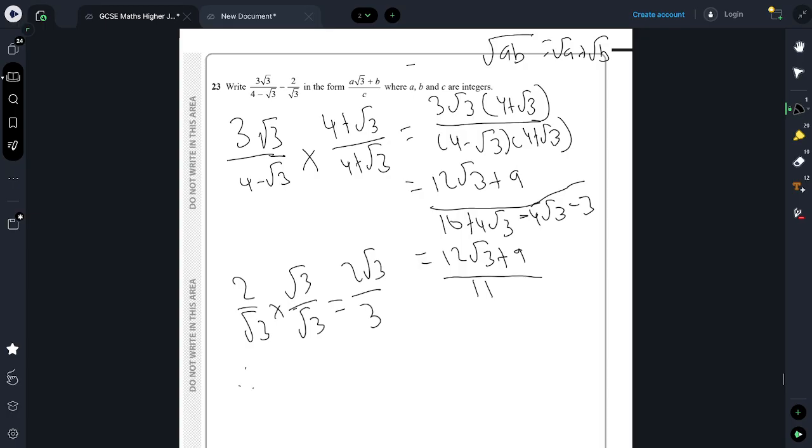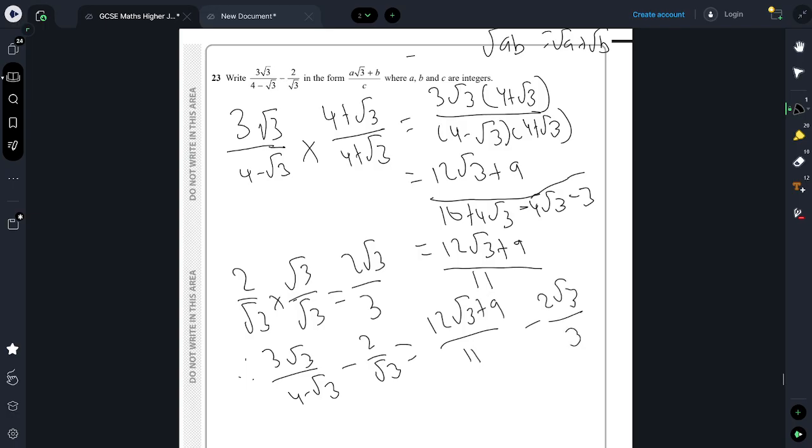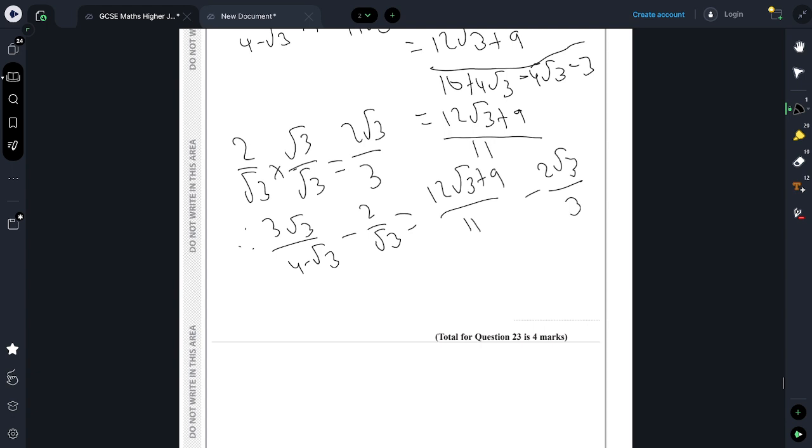So therefore, if we're subtracting this, 3 root 3 over 4 minus root 3 minus 2 over root 3, that is the same as 12 root 3 plus 9 over 11 minus 2 root 3 over 3. So now we're just subtracting fractions, right? But none of these is a common denominator. They're not the same, and the only way we can make them common is to times by the opposite. So 11 times 3 is 33, so it's going to have to be out of 33.